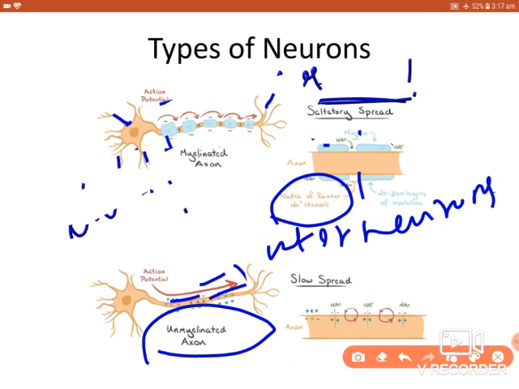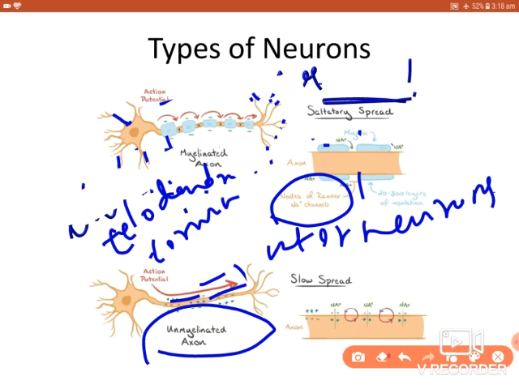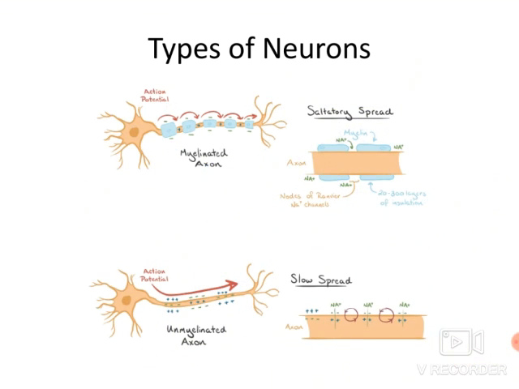Here you can see the termination of the axons, where it breaks into fine branches. These are called the telodendria, which have some swellings that form the synaptic knobs or terminal buttons. So there are myelinated and unmyelinated axons.